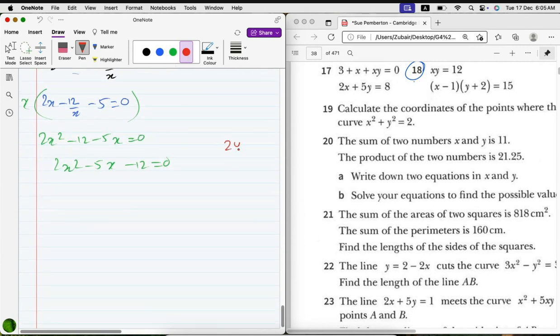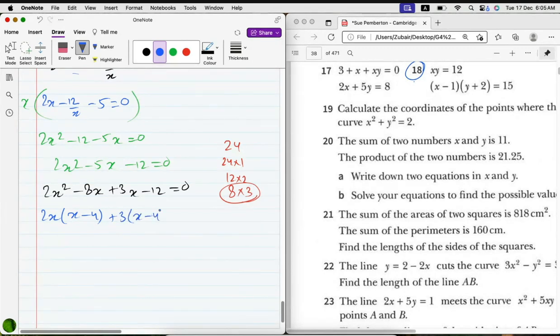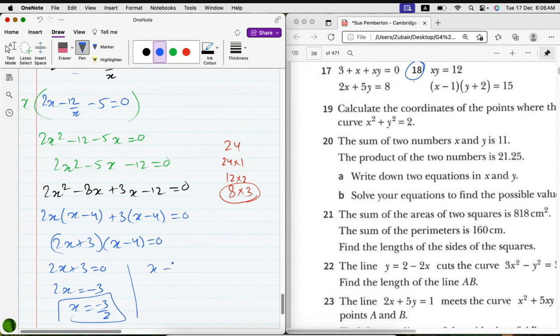And I'm getting 24. And this is 24 into 1 or 12 into 2 or 8 into 3, and 8 and 3 for 5. 2x square minus 8x plus 3x minus 12 is equal to 0. 2x common, x minus 4. 3 common, x minus 4. 2x plus 3, x minus 4. 2x is equal to minus 3, x is equal to minus 3 by 2. x minus 4 equals 0, x is equal to 4.